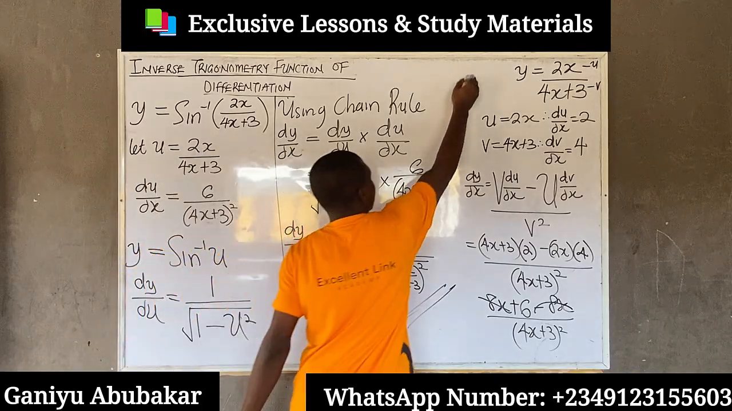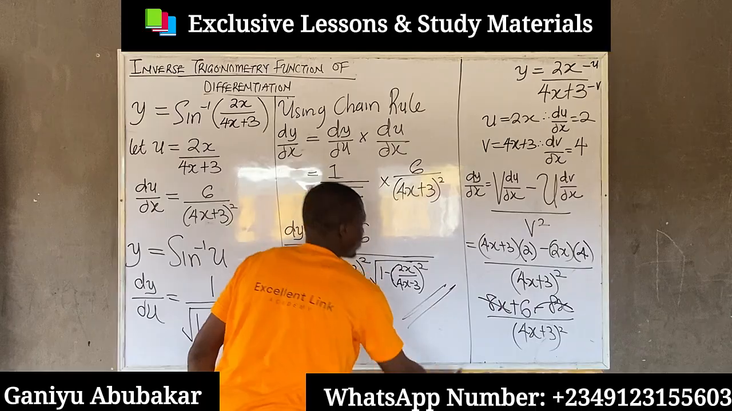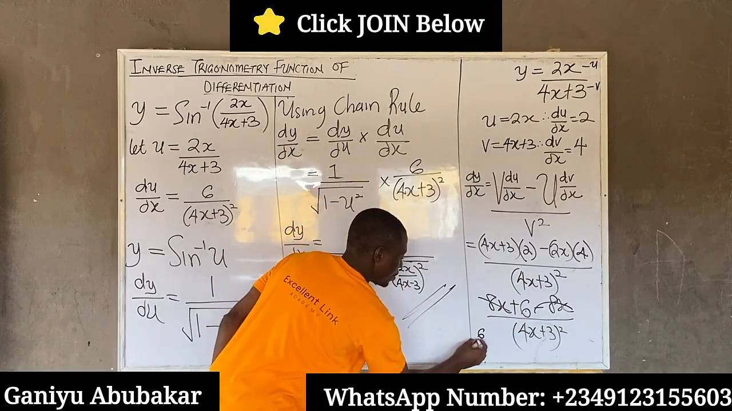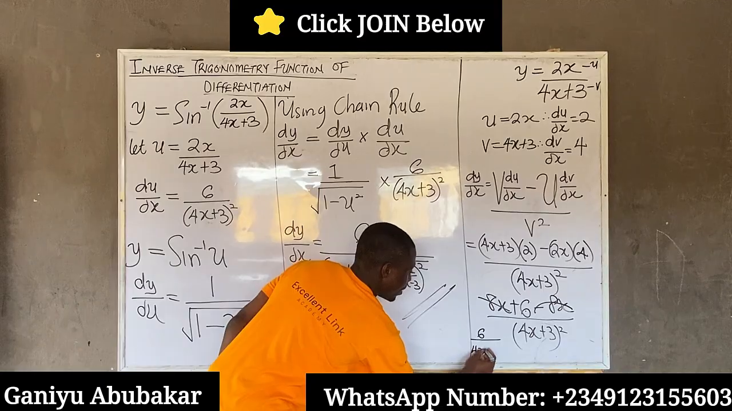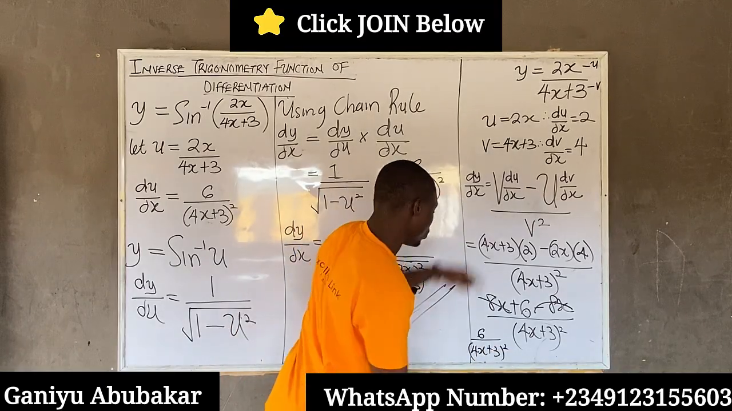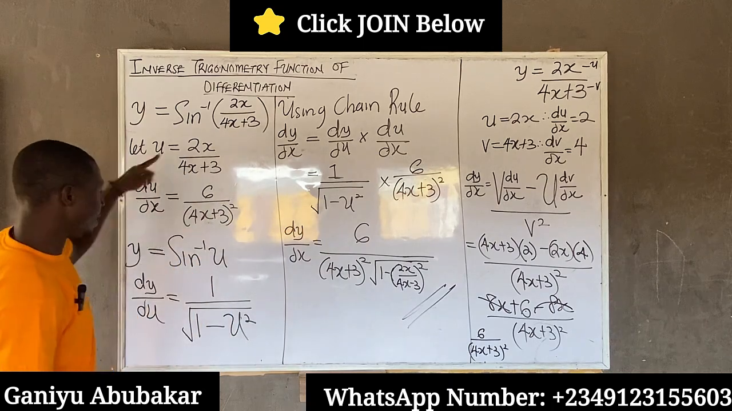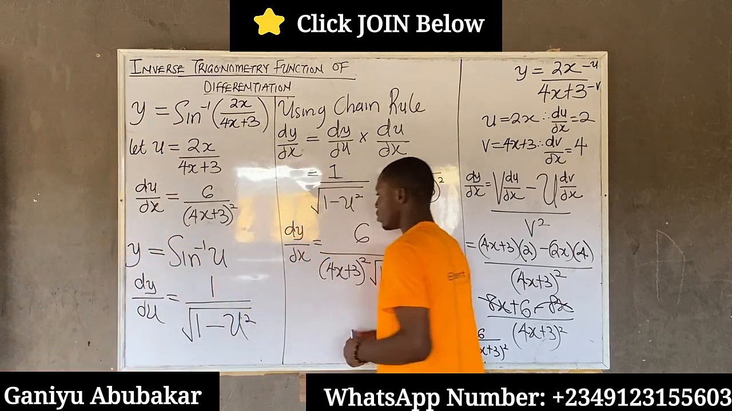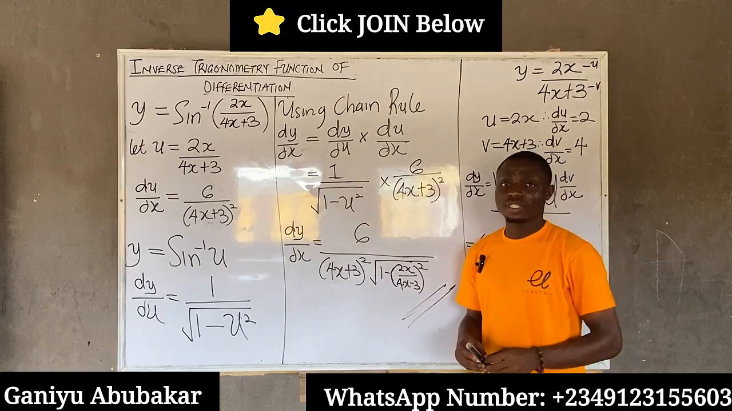Please don't mix up, this is solving here. I had 6 over 4x plus 3 all squared after differentiating this one. So put that answer back here and follow the procedure. This is how you solve problems of this kind.